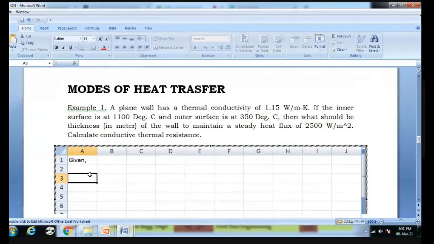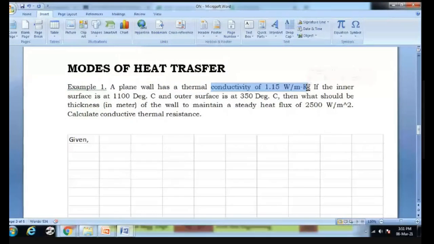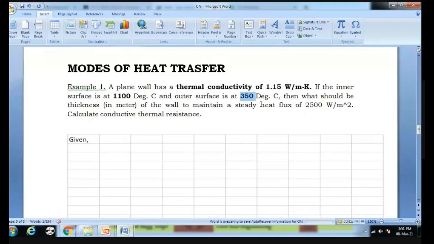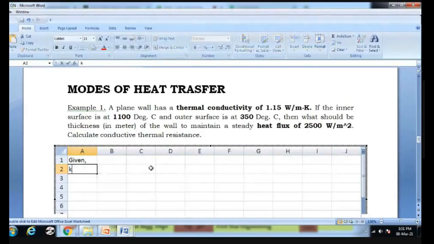Tell me the given things. One is thermal conductivity. I will just make it bold. Thermal conductivity, temperature 1100 degrees Celsius, then 350 degrees Celsius outer, and then heat flux. And what is asked? We'll see. Thermal conductivity is small k, correct? Small k. What I do? Just make it like this. Okay, small k, is it visible?